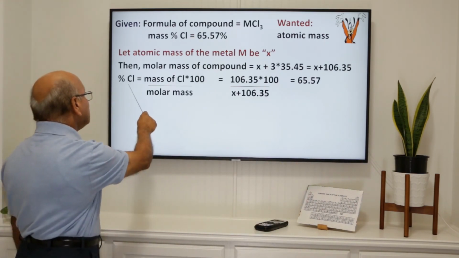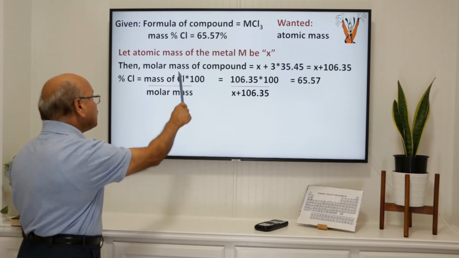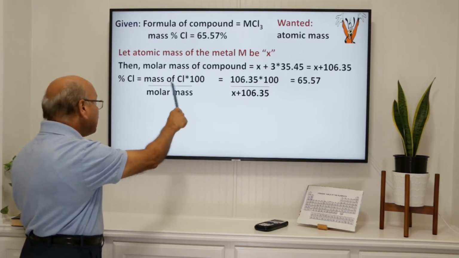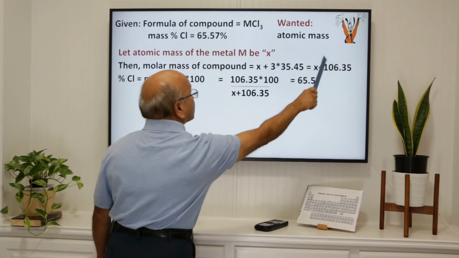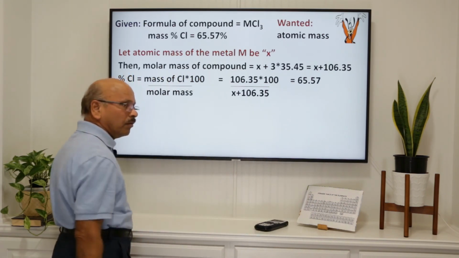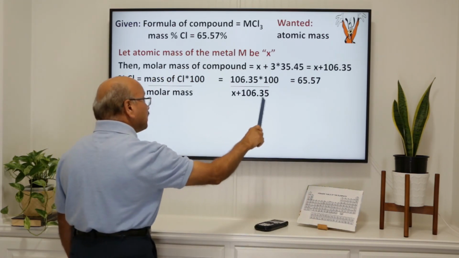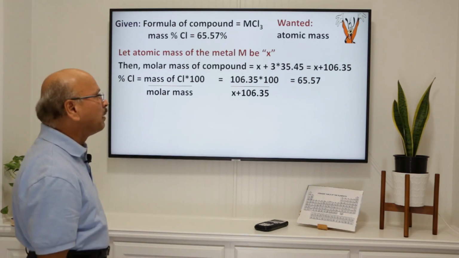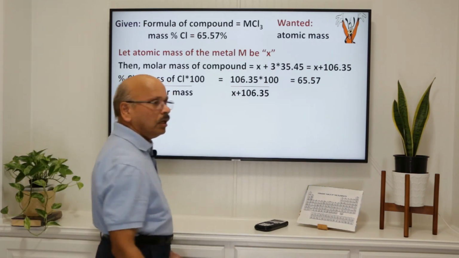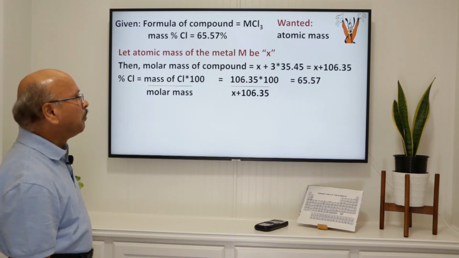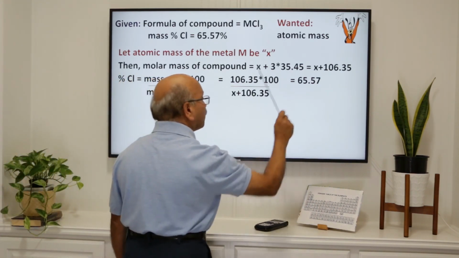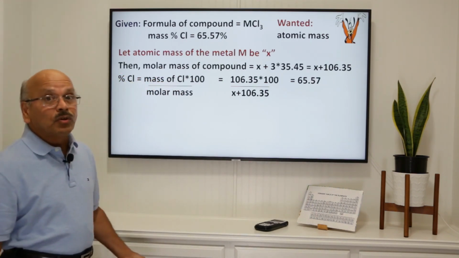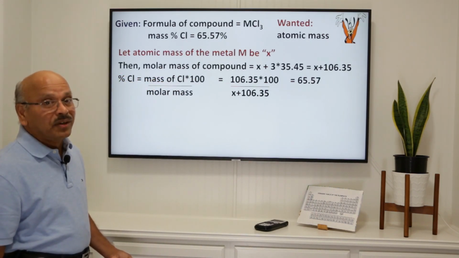Now, the percentage of chlorine by definition is the mass of chlorine in the compound divided by the molar mass times 100. The mass of chlorine is 3 times 35.45, which is 106.35, divided by X plus 106.35, which is the molar mass, times 100. That gives you the mass percent of the chlorine. Now, that is given in the problem, which is 65.57. So now it's just the algebraic part.